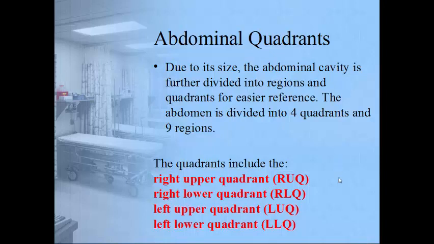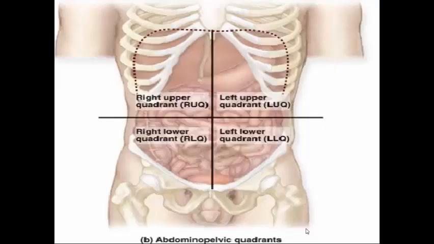Alright, the quadrants are the right upper quadrant, or you can abbreviate that by saying RUQ. Right lower quadrant, RLQ. Left upper quadrant, LUQ. And of course, left lower quadrant, LLQ. Now, most people can identify upper and lower, but where people get confused is knowing right and left. Again, this is the person's left side over here, and this is their right side.